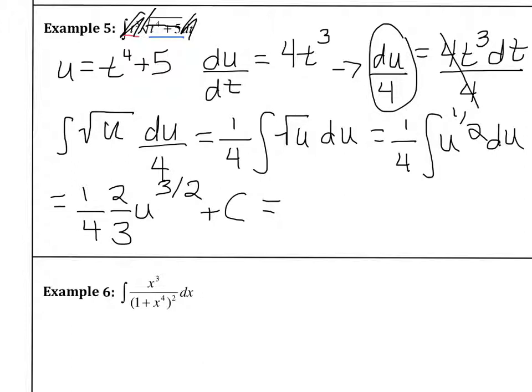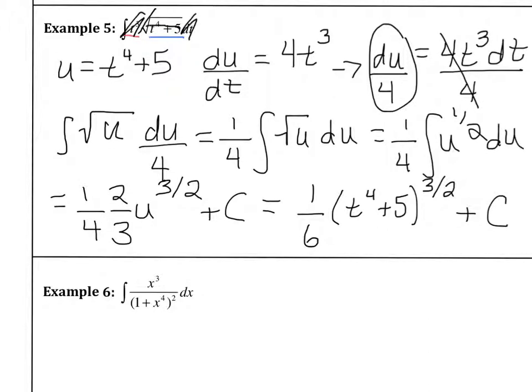Okay, so let's see, 2 over 4 times 3, that's 2 over 12, so we'll call that 1/6. And then u to the 3/2 is going to be t to the 4th plus 5 to the 3/2 plus c, and that's good enough. Good job, everybody.